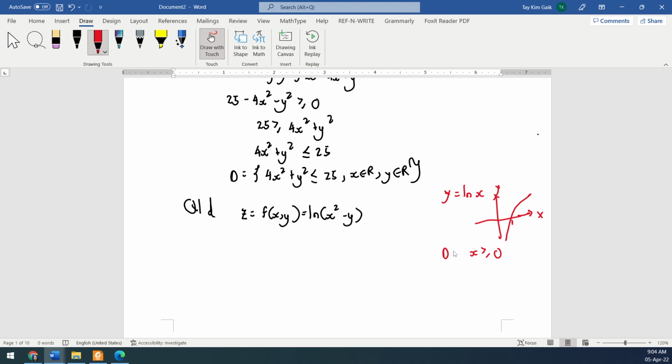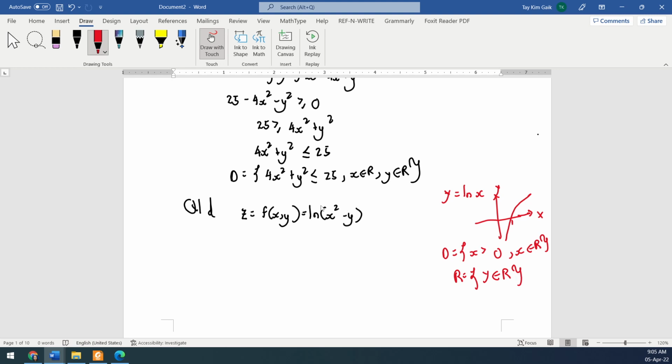That's why the domain for y equal to ln x is actually x greater than 0, not including 0. So x is greater than 0, where x is a member of real number. For the range, you see y, you have negative numbers, 0, positive numbers. That's why y belongs to real number.